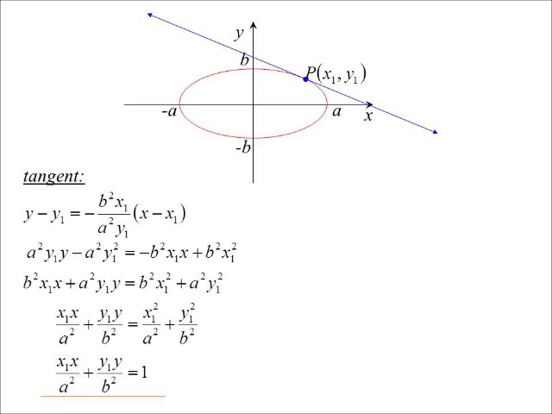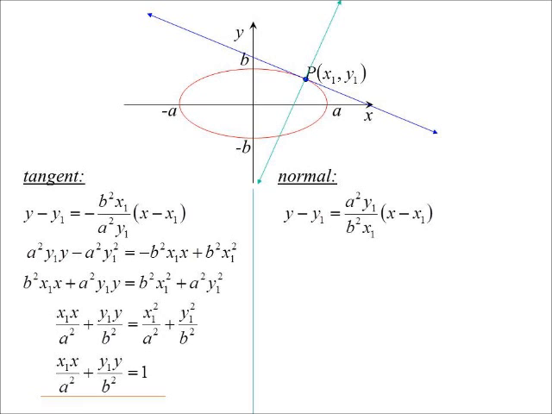Have a look at the equation of the tangent. It's very, very similar to the equation of the ellipse itself. Remember the ellipse, x squared on a squared plus y squared on b squared is equal to 1. Have a look at what we've got. x1 times x. If I was to rub out that 1 there, you'd have x times x squared. And y1y on b squared. Again, if I was to rub out that 1, I'd have y times y squared. So the actual form of the tangent is very similar to the equation of the ellipse itself when we're using Cartesian coordinates. So x1x on a squared plus y1y on b squared is equal to 1.